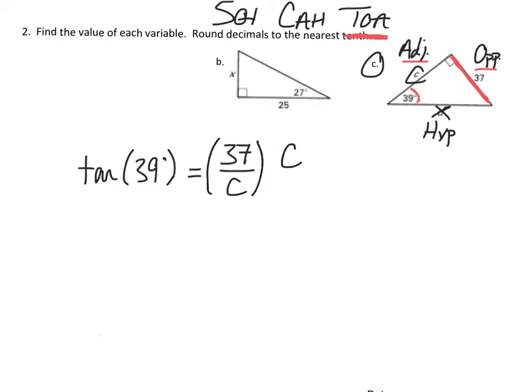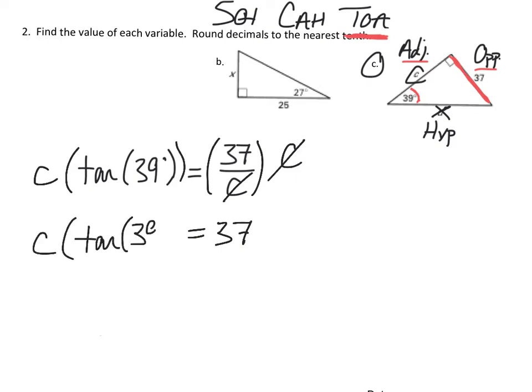I'm going to multiply this side by c, which is going to cancel out the variable in the denominator. It's going to leave me with 37 all by itself. But on the other side, I'm going to have to multiply the tangent of 39 degrees by c as well. So now I'm going to have c times tangent of 39 degrees equals 37.